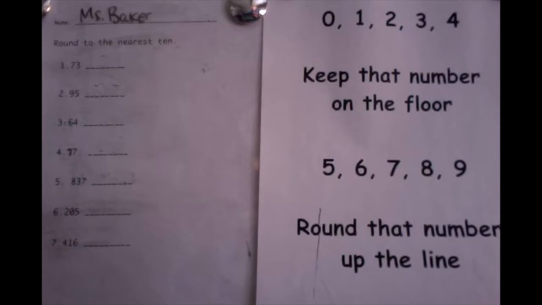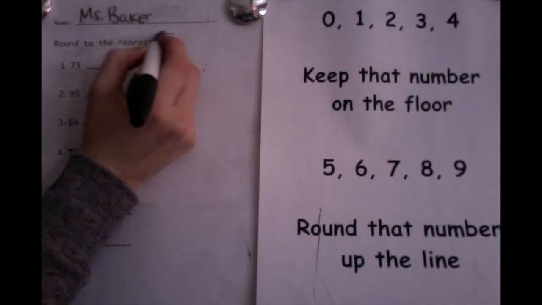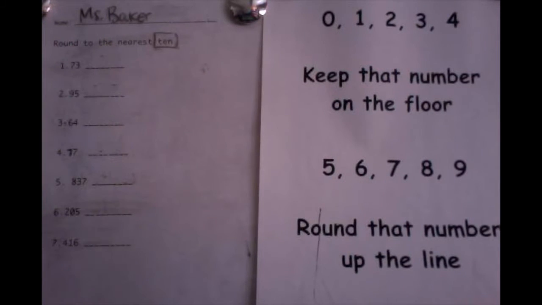Which place value are we rounding to? You got it. The place value in the tens. So put a box around that right now. We are rounding to the tens place. So all these numbers are going to have a box in the tens place. Let's start with number 1.